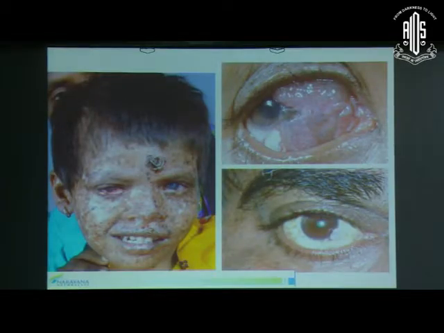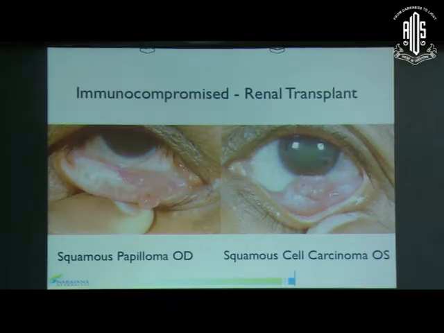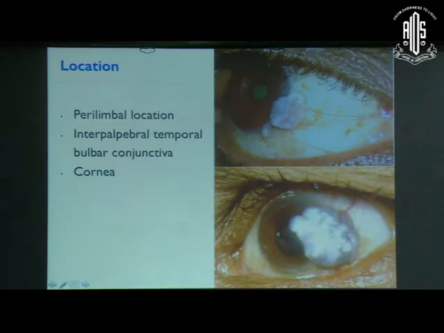So this is how relentless the tumor can look in an HIV patient, where they can have really bad lesions coming up in a very young patient. Any young patient coming into your clinic whom you suspect of ocular surface squamous neoplasia, always advise serology. HIV, please rule out HIV. So this is another case, a renal transplant patient who had a squamous papilloma in one eye, with a squamous cell carcinoma in the other eye.